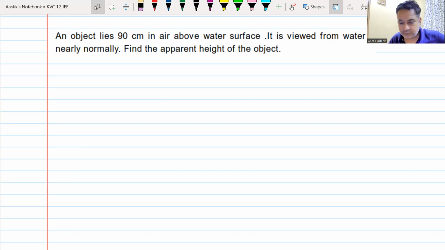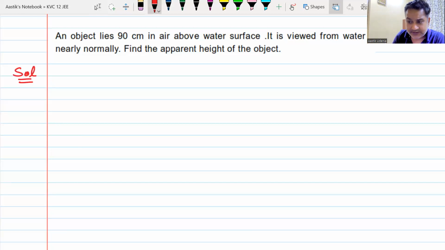120, sir. So it is coming more. Why is it coming more? Because the object is in the rarer medium and I'm watching it from the denser medium. It doesn't matter how the object is and where the object is placed. If you've understood the meaning of those terms that have come in the equation, you should be able to solve this question. Yes or no? Yes, sir. Everyone could do this? Yes, sir.